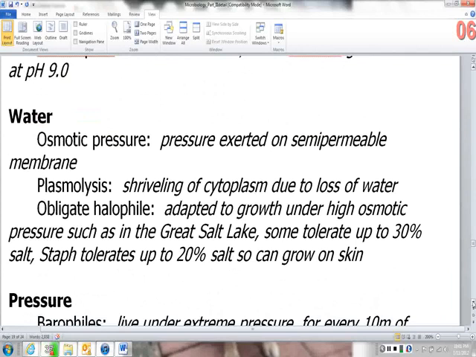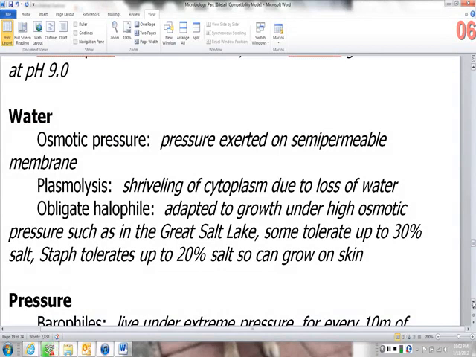Water can also affect microbial growth. Osmotic pressure is the pressure exerted on a semi-permeable membrane. When the cytoplasm shrivels due to water loss, we have plasmolysis. The concentration of salt in the environment can alter osmotic pressure. The obligate halophiles are adapted to growth under high osmotic pressure in places such as the Great Salt Lake.